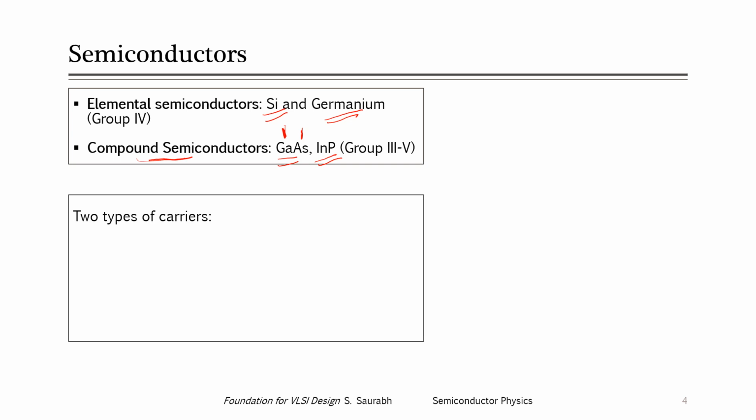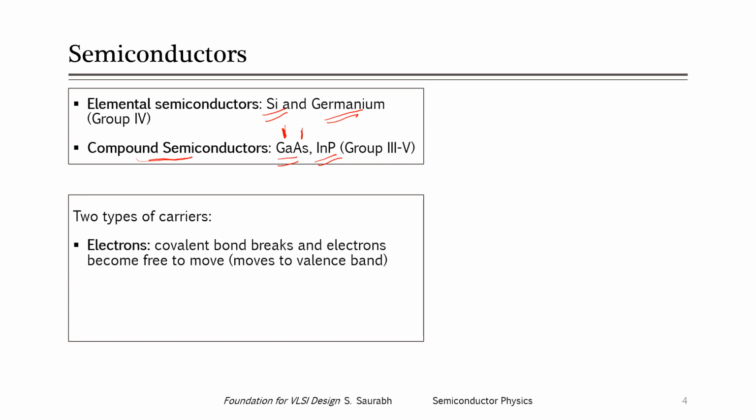Now, we said that a semiconductor material has conductivity somewhere between a good conductor and an insulator, right? Now, in a semiconductor, how does the current flow, or what are the carriers for current flow? In semiconductors, there are two types of carriers. The first one is the electrons, which are created by breaking of covalent bonds, right? And by breaking the covalent bonds, the electrons become free to move, right?